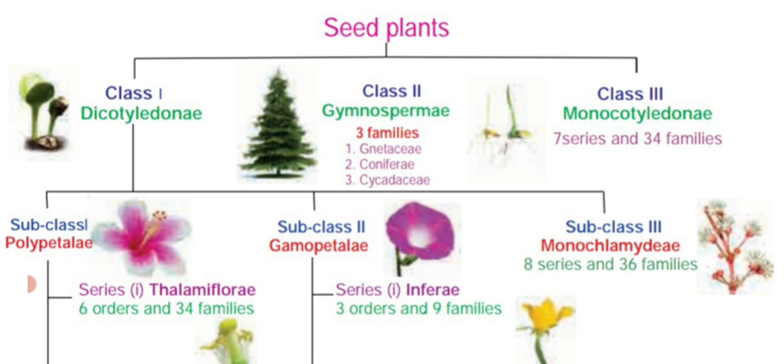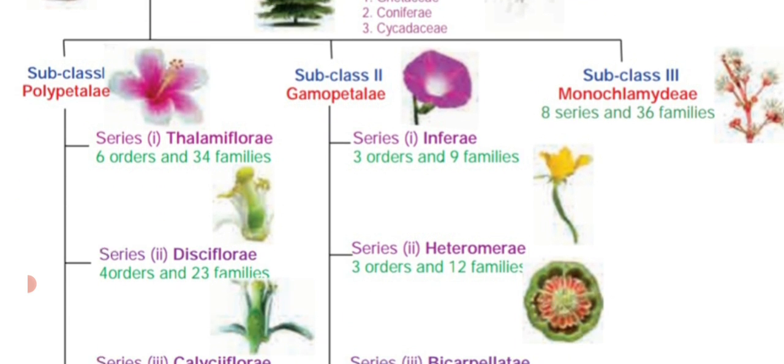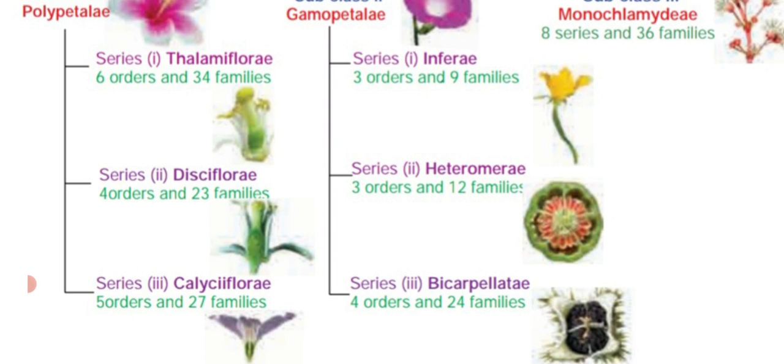Seeded plants are divided into three classes: Dicotyledonae, Gymnospermae, Monocotyledonae. Class 1 is again divided into 3 subclasses: Polypetalae, Gamopetalae, Monochlamydeae. Subclass Polypetalae is again divided into 3 series: Thalamiflorae, Disciflorae, Caliciflorae. Thalamiflorae consists of 6 orders, 34 families. Disciflorae has 4 orders, 23 families. Caliciflorae has 5 orders, 27 families.